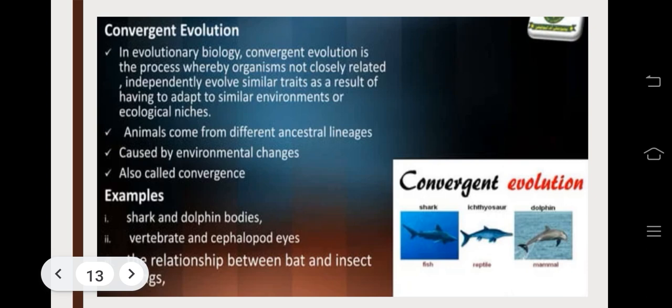Then convergent evolution. In evolutionary biology, convergent evolution is the process whereby organisms not closely related independently evolve similar traits as a result of having to adapt to similar environments or ecological niches. When animals come from different ancestral lineages, caused by environmental changes, it is also called convergence. An example: shark and dolphin bodies, vertebrate and cephalopod eyes, the relationship between bat and insect wings.